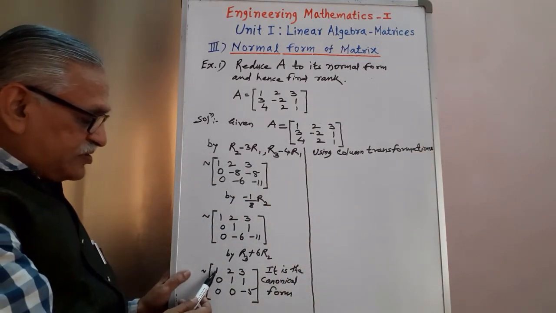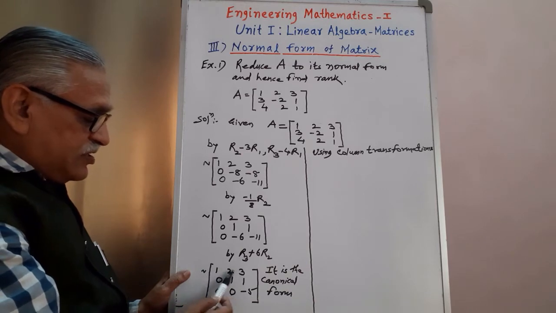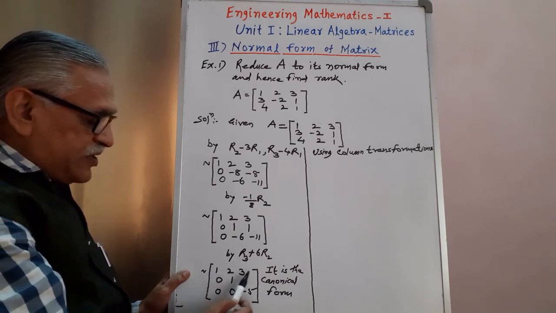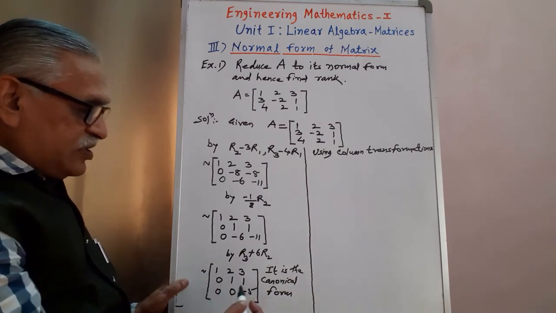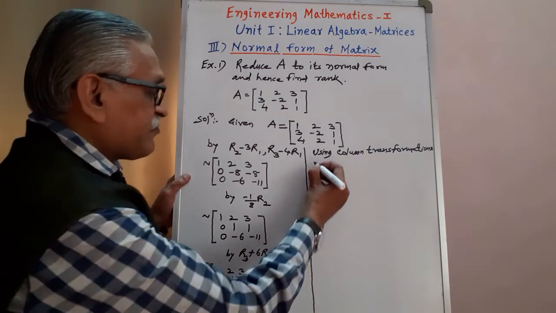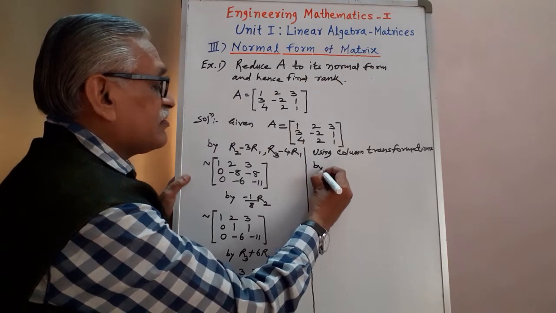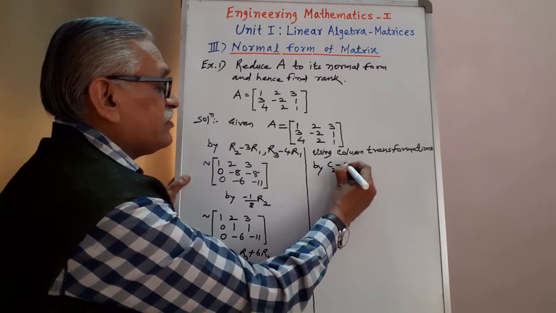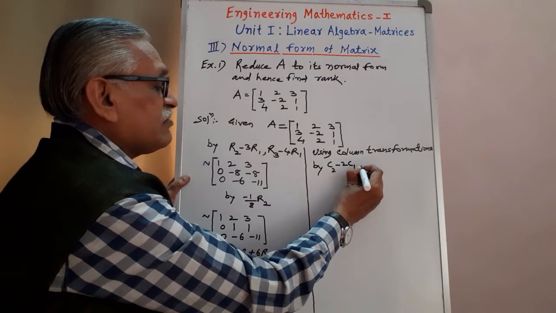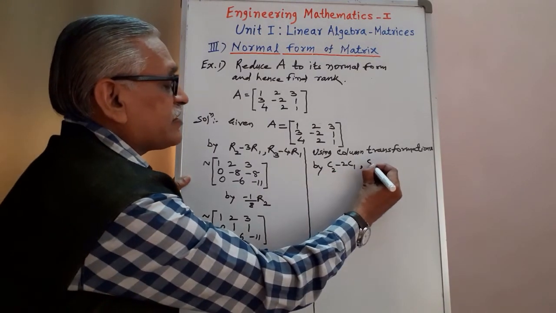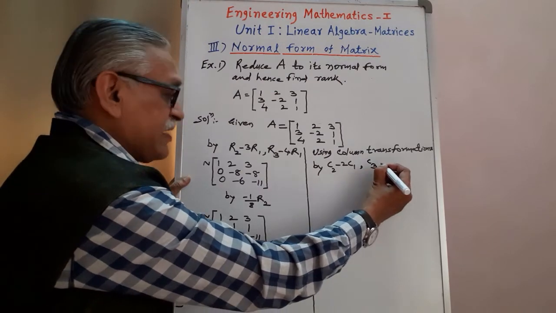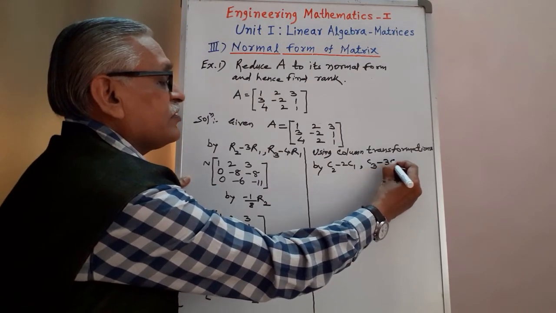Using this first diagonal element, we try to convert all the elements in front of it to 0. 2 minus 2, we get 0. 3 minus 3, we get 0. Therefore, the transformations are: C2 minus 2 times C1, we get 0 here. And 3 minus 3, 0. For that, the transformation we have to apply is C3 minus 3 times C1.